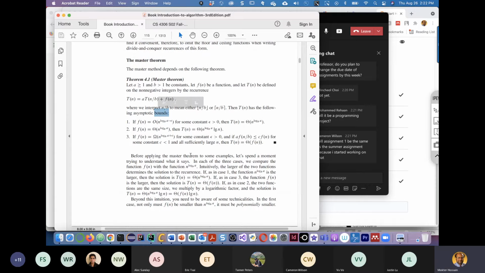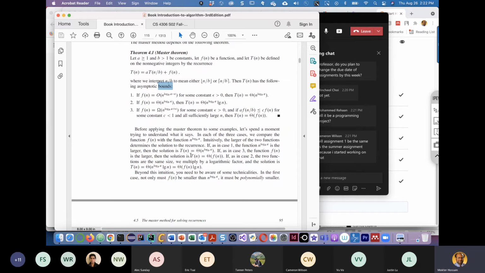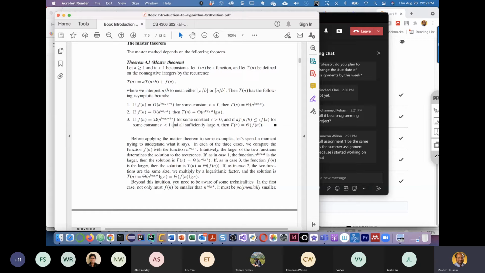Now, whatever we are discussing, let us go through this. Let us see what we have discussed so far. In all three cases, what we are comparing is n to the power log base b of a with f(n), right?